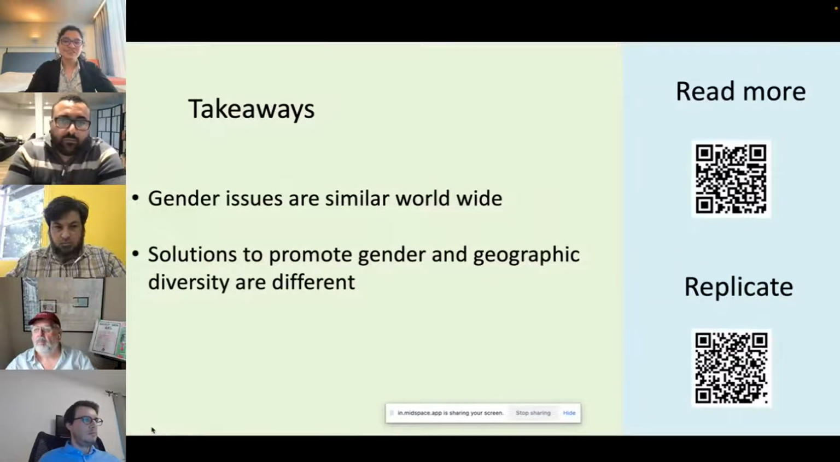If you're interested in reading more about this work, please refer to the QR code on the top right. If you are interested in replicating our work, see the QR code on the bottom. And with this, thank you. Thanks for listening.